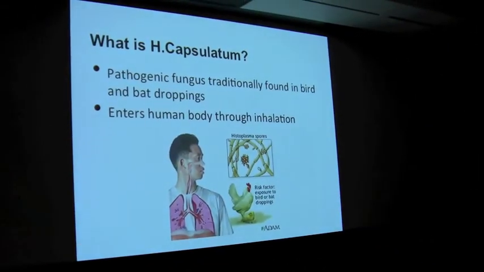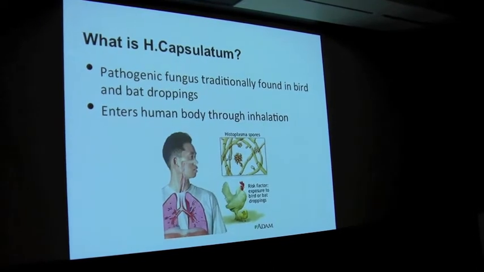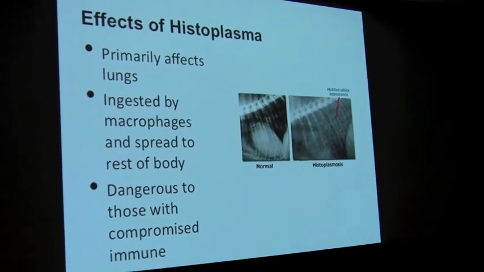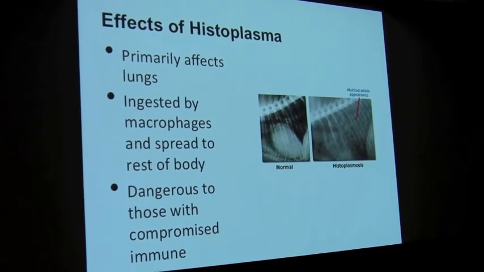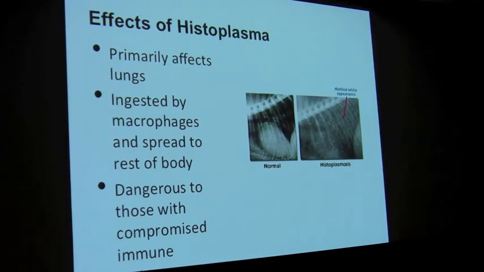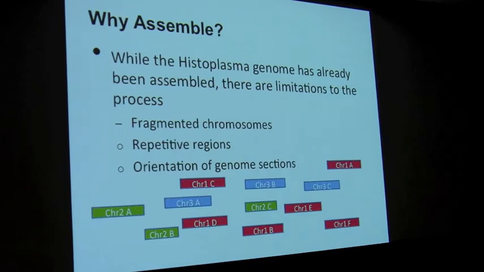It's a pathogenic fungus that's traditionally found in bird and bat droppings and enters the human body through inhalation. It primarily affects the lungs, where it can be ingested by macrophages and spread to the rest of the body. It's mainly dangerous to those with compromised immune systems. However, with 70% of those in the Midwest of the United States infected with this pathogen, it is of clinical importance. So we should sequence the genome so we can study the genes and the transcriptional features.